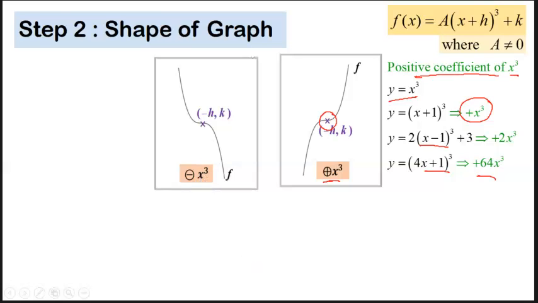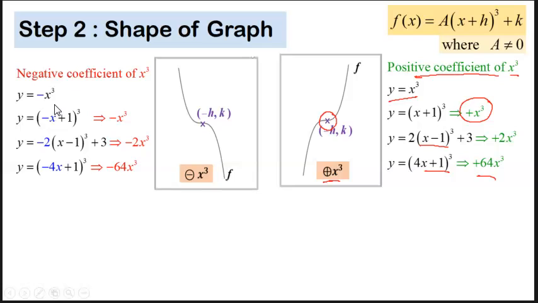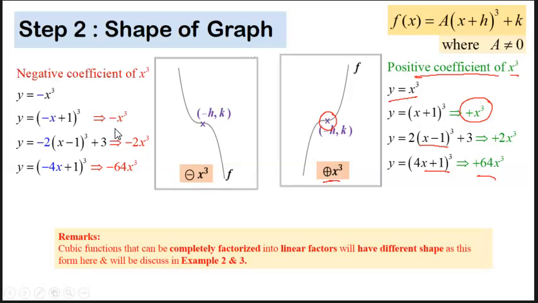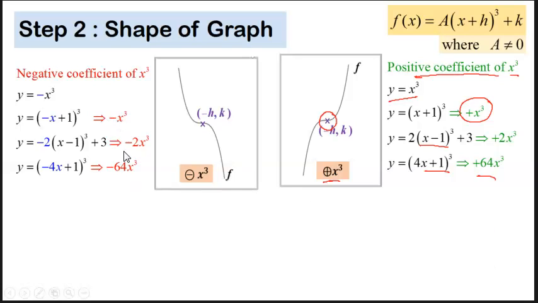And some of the examples, like what I happen to show here, y equals negative x cubed, y equals bracket negative x plus 1 power of 3. When I do factorization or expansion, I can see that the coefficients are negative, so do the rest of them, as you can see.